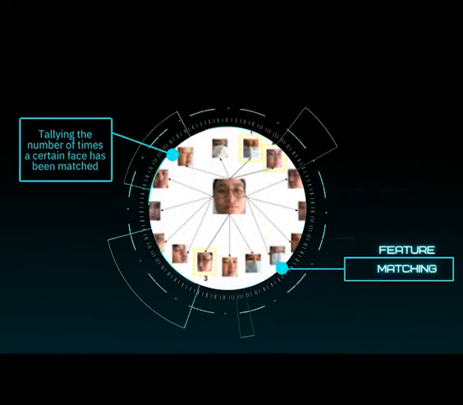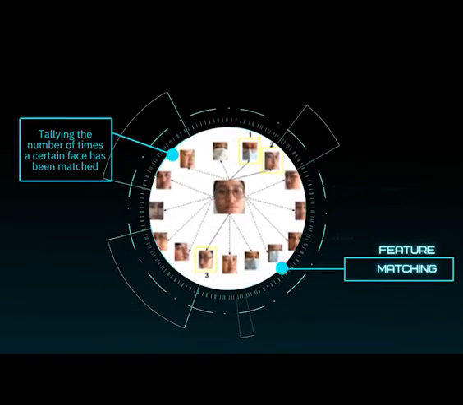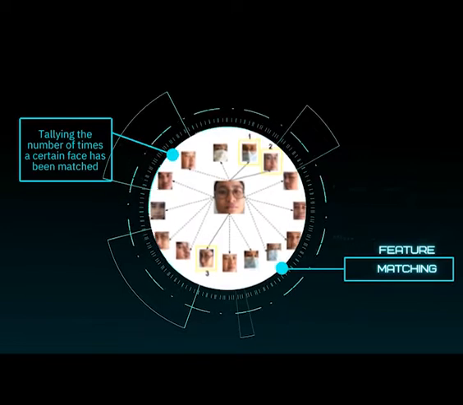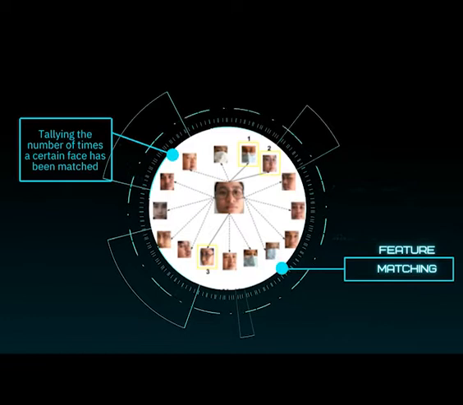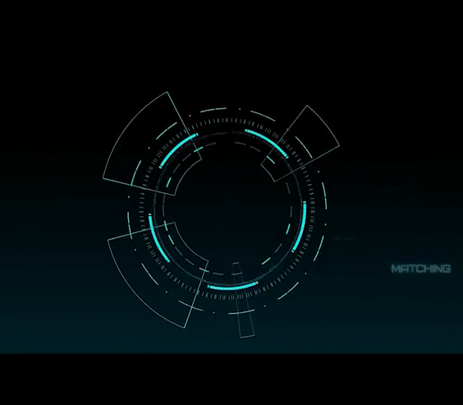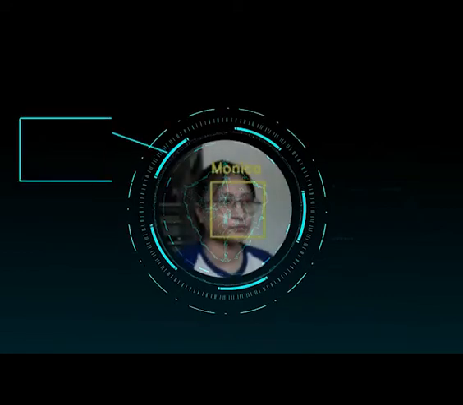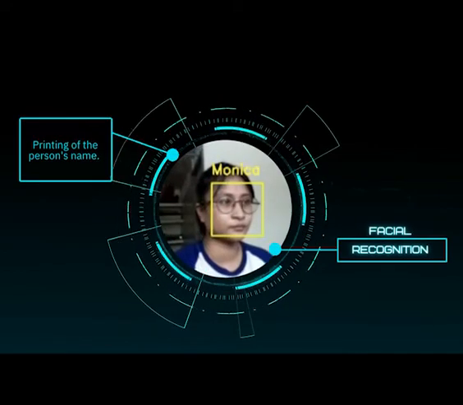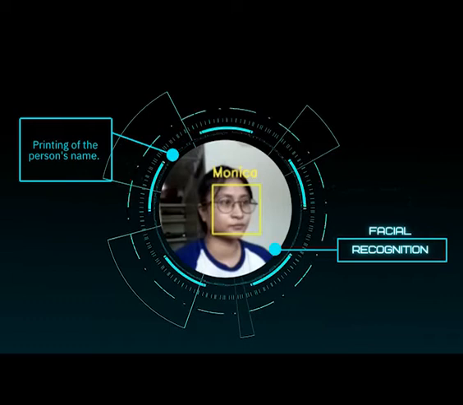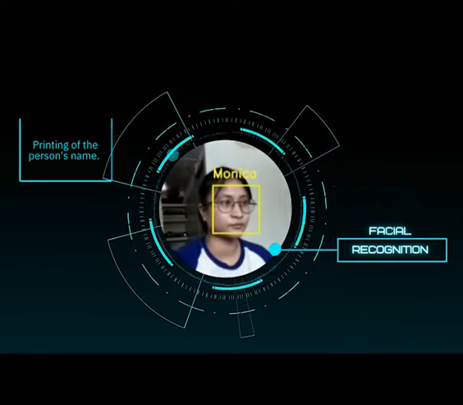Feature matching. The system will try to match each face in the input image to one of our previously known encodings. It will look up the indexes of all matched faces, then populate a dictionary with the total number of times each face was matched. When the computer vision system recognizes the individual, the person's name is printed.